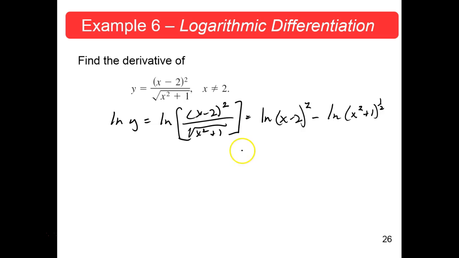Now, do you remember another rule for logarithm? That the log of a power is that power times the log. So that would be 2 times the log of x minus 2. Minus, same thing here, 1/2 the log of x squared plus 1. Okay? You got that? Now, you might could have done that in 1 or 2 steps rather than 3 steps, but do it however you need to. But that's what this is, the log of it.